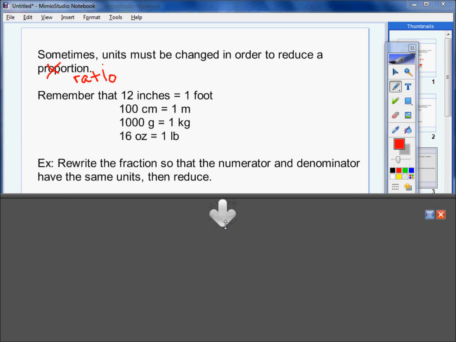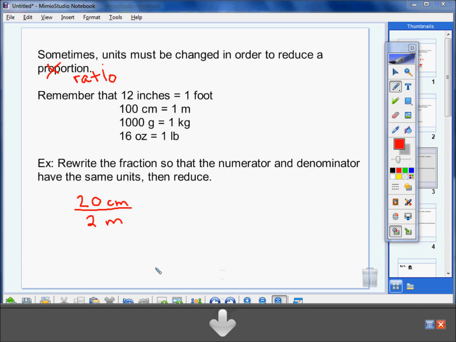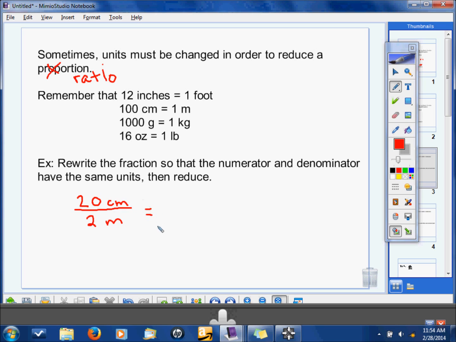Okay, so what do I mean by that? Your direction would say rewrite so the numerator and denominator have the same units, then reduce. So here's a nice ratio. Okay, 20 centimeters to 2 meters. Do they have the same units? No. But in order to reduce this ratio, we have to change them so that they have the same units.